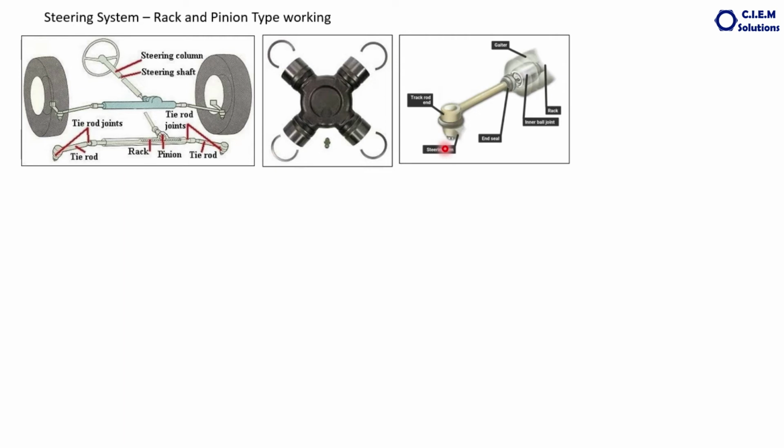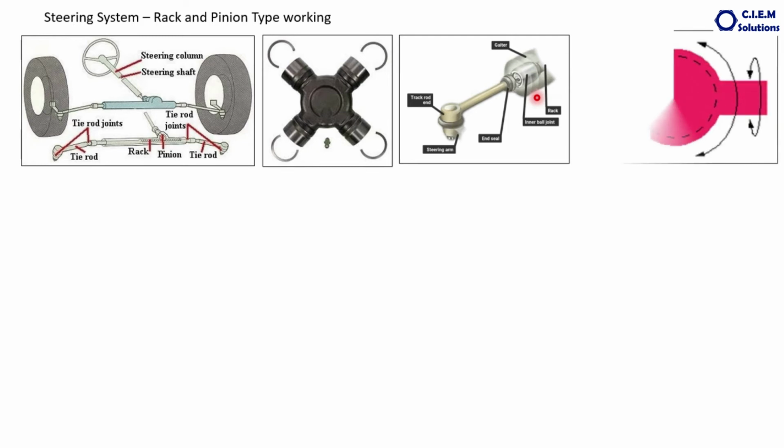These are the tie rods. One end is called the ball joint. The purpose of the ball joint is to provide flexibility. If the tire is moving like this, it gives this kind of flexibility. If the vehicle is moving up and down because of road conditions, that also is taken care of. All directional movements the ball joint will take care of. That's why the ball joint is provided here.